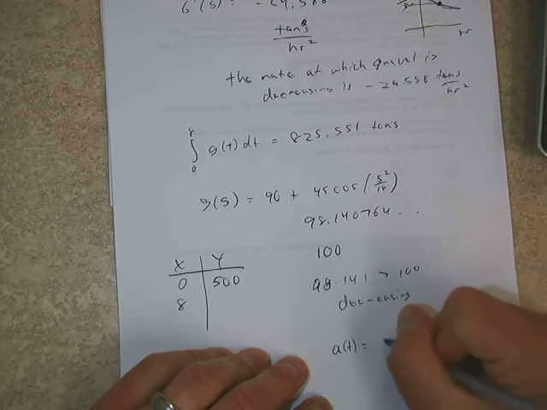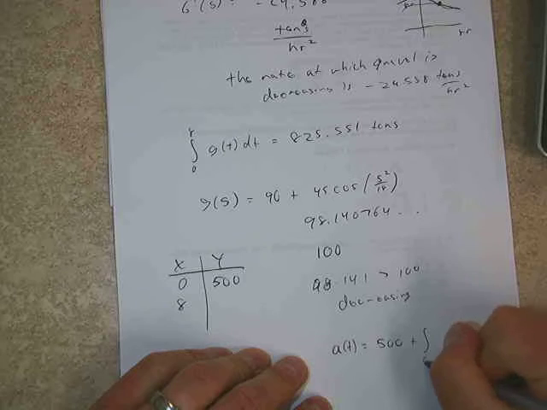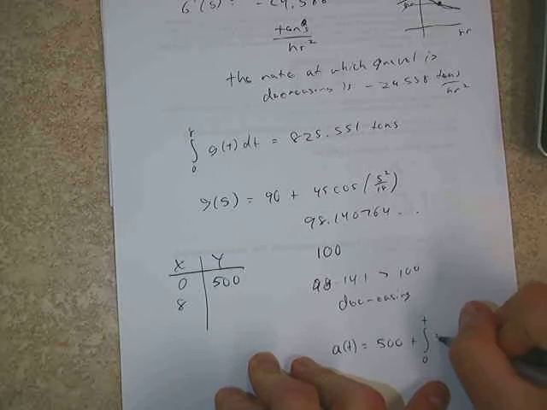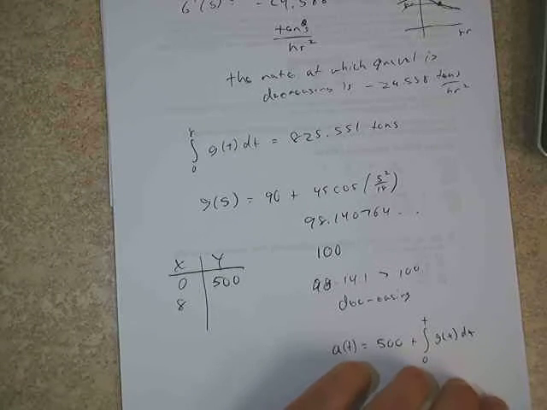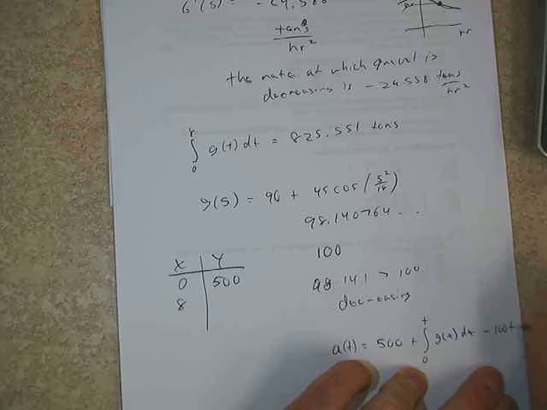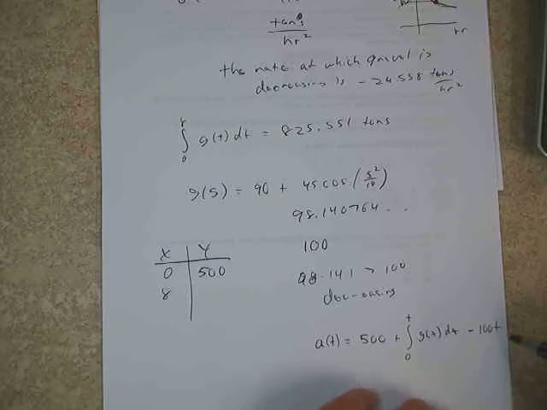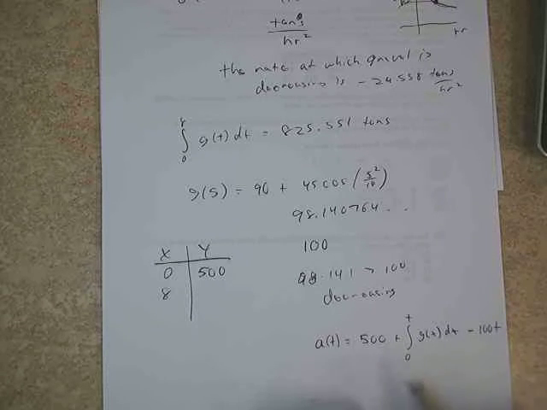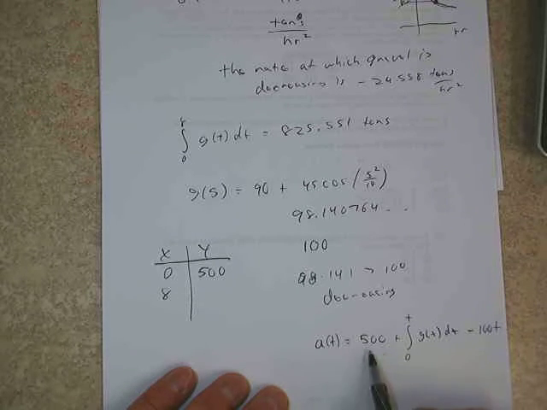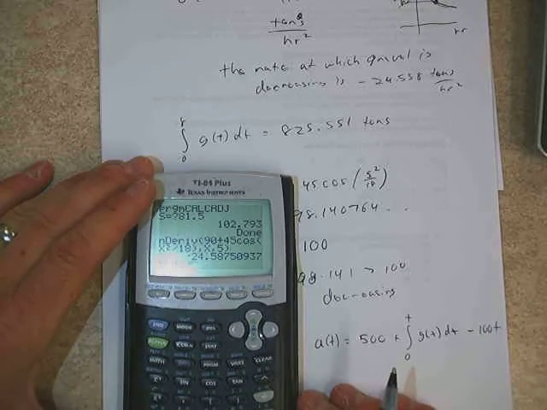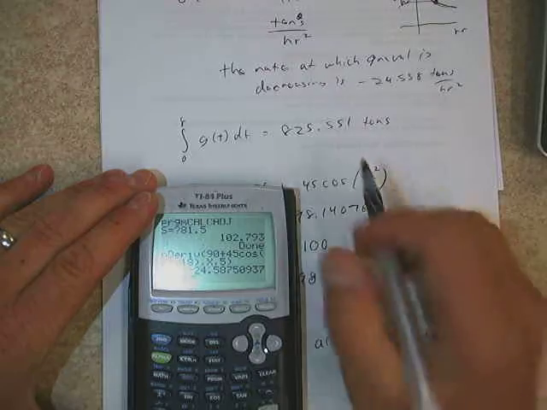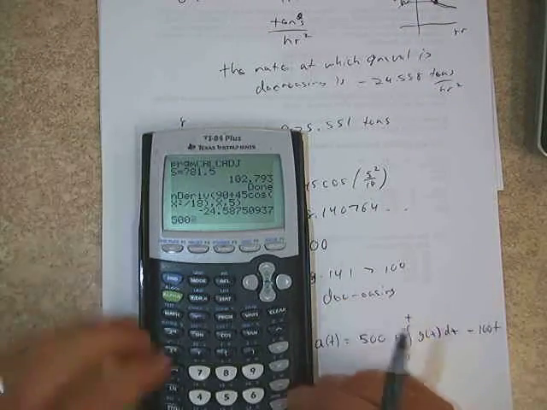So to figure that out, let's just call it A. A of t, we'll call it the amount of gravel. There would be 500 to start the day. There would be the integral from 0 to t of our G function. That would add the amount that's arriving at any given time. And then if I subtract 100t from that, that would take away the right amount of gravel for any given time, wouldn't it? So that would be my amount equation, which tells me my amount of gravel at any given time.